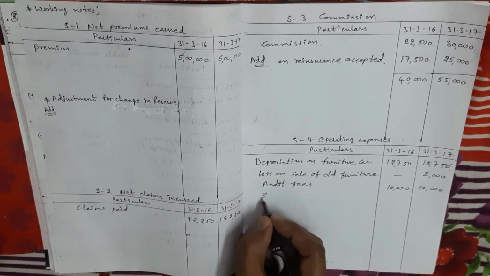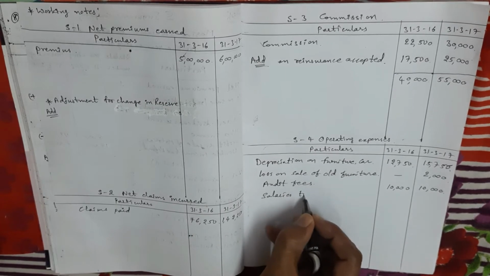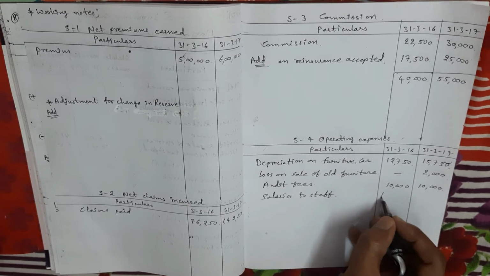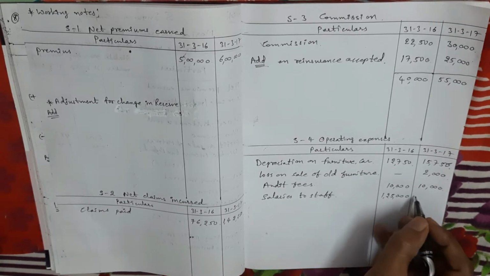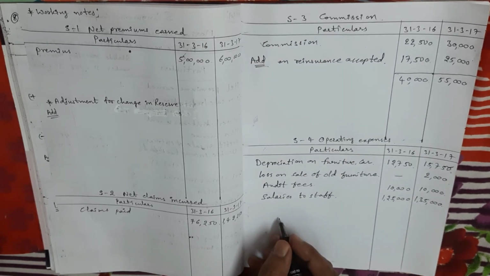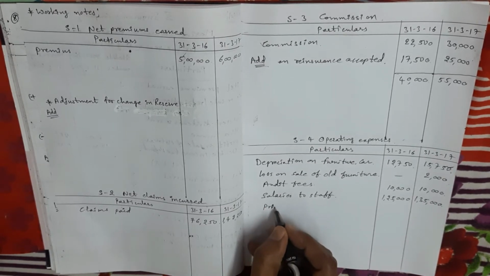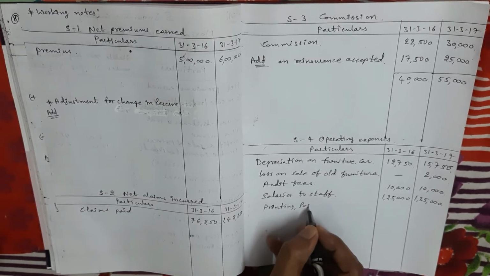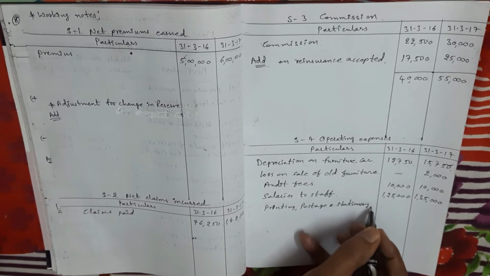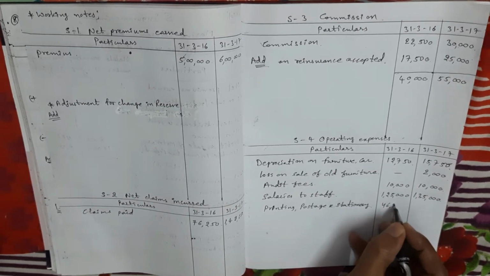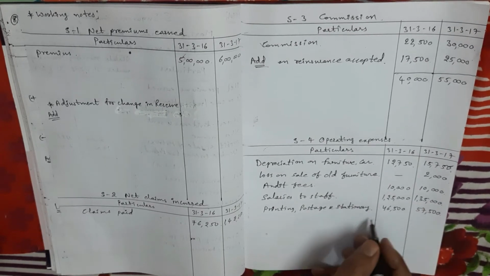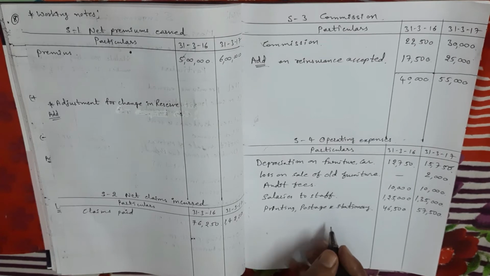Next, salaries to staff, an operating expense. Last year's amount is 1,25,000 and present year 1,35,000. Next, printing, postage and stationery, also an operating expense. Last year's amount is 46,500 and present year 57,500.